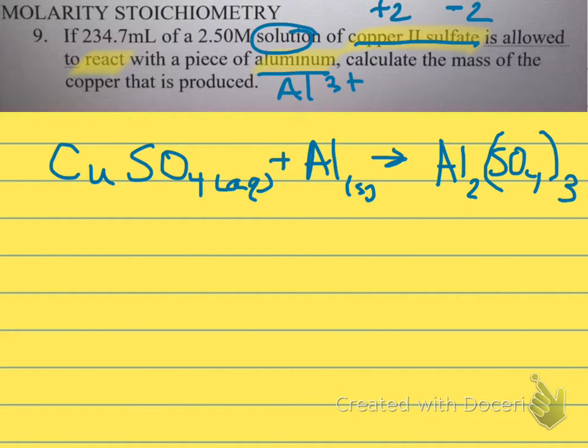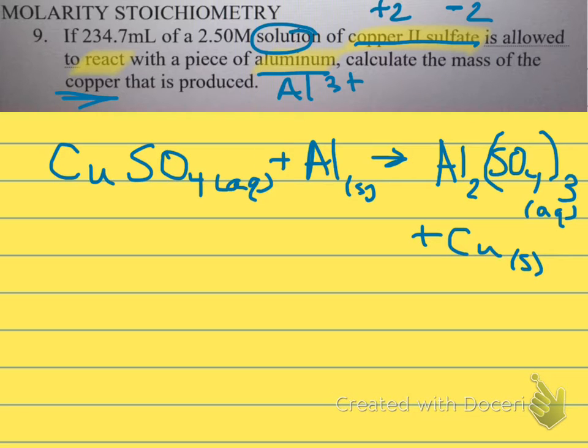And what will be left over? Copper. So plus copper, and that is a solid. That's metal. And we can assume that aluminum sulfate will be aqueous because it's only mentioning that we're just calculating the mass of copper that's produced. So the first thing we need to do with this equation is balance it.